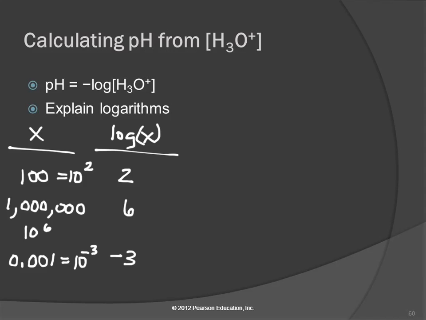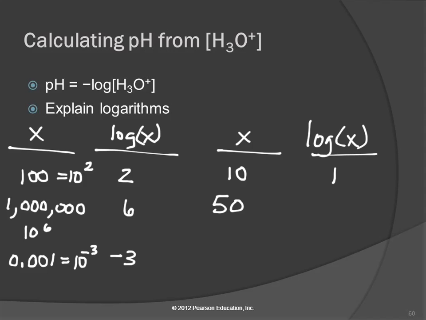Things get a little crazy when we start doing numbers that are not just multiples of 10. So let's make some more columns over here. The log of 10 is what? 1, because 10 is 10 to the first power. So here we've got 10, and here we've got 100. Without using your calculator, what could we say about the log of 50? 50 is between 10 and 100, right? So the log of it should be between 1 and 2.